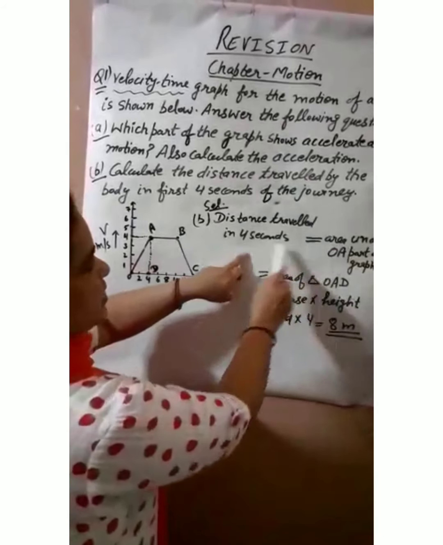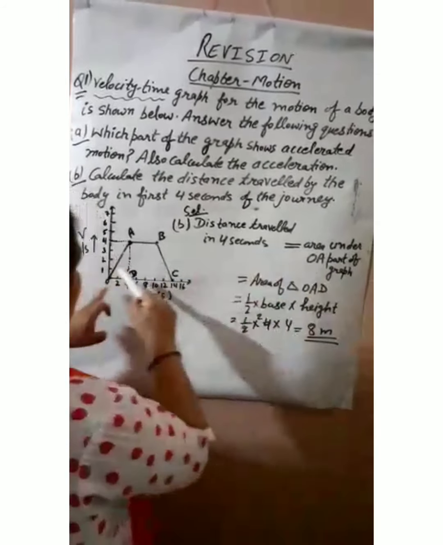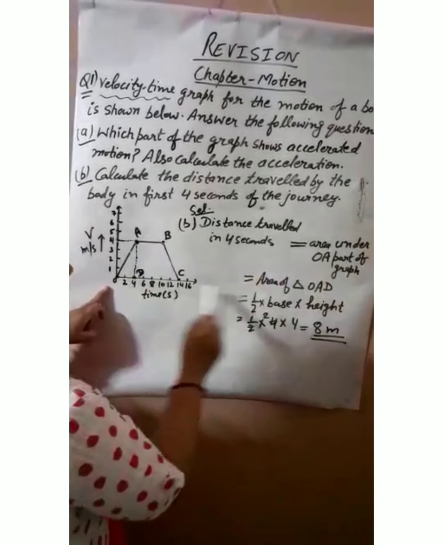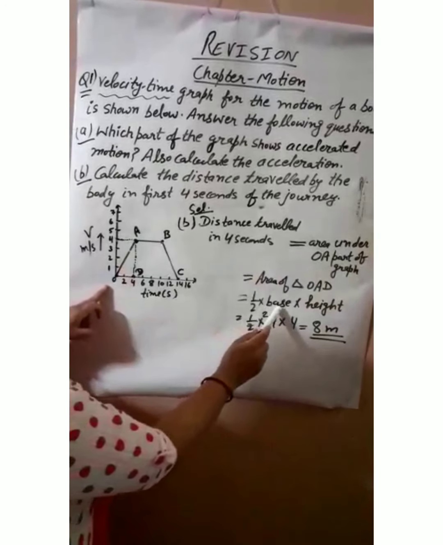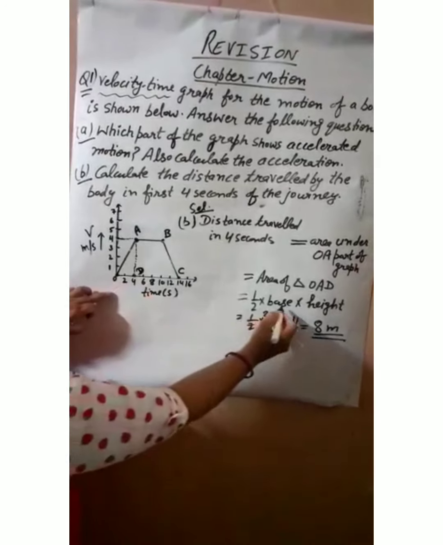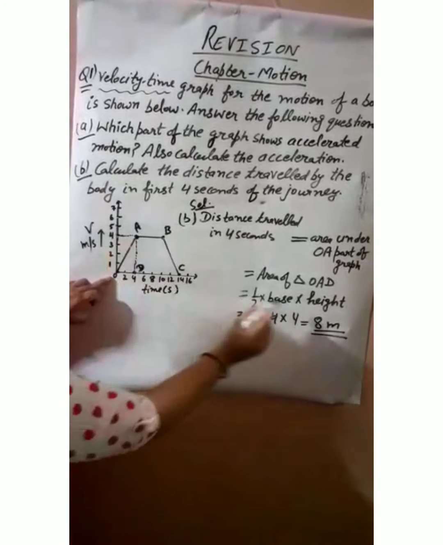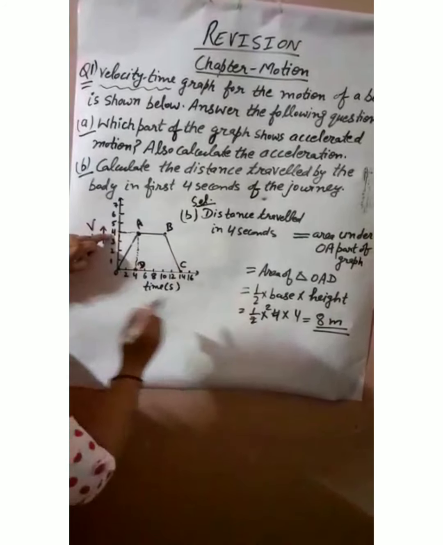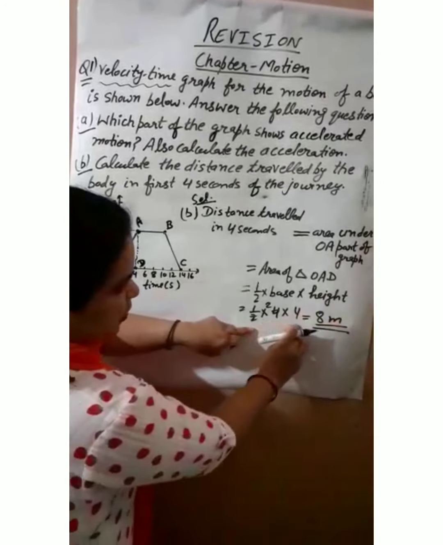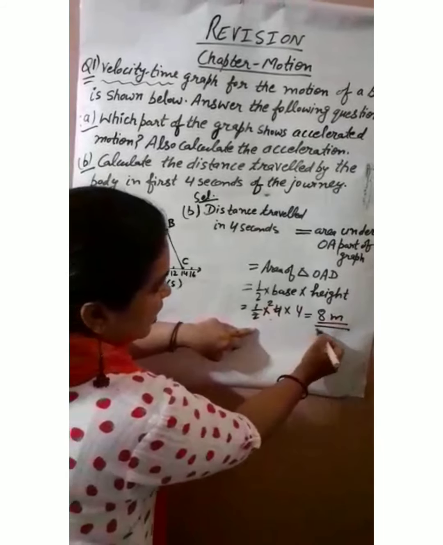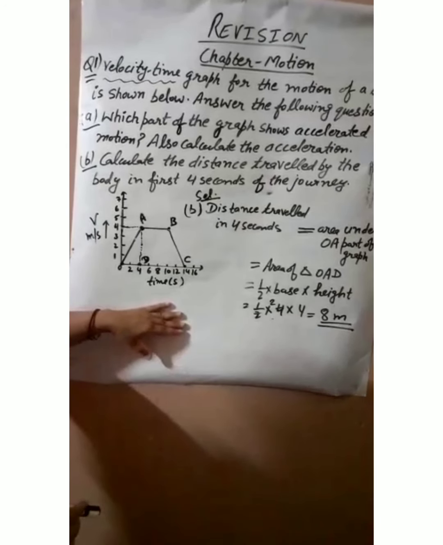So the distance traveled is calculated by the area under the OA portion, because 4 seconds is still here only. So what is this? This is a right angle triangle. What is the formula? Half into base into height. What is the base here? 0 to 4, so OD, that is 4 seconds. And what is the height? That is AD, which is 0 to 4 meter per second. When we put the values and cancel out, what we get is 8 meter. So using this graph we have calculated the distance covered also.